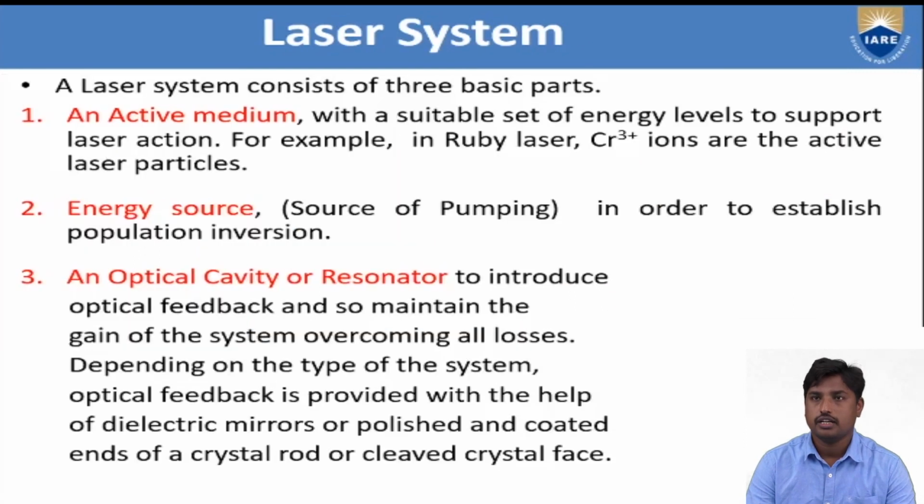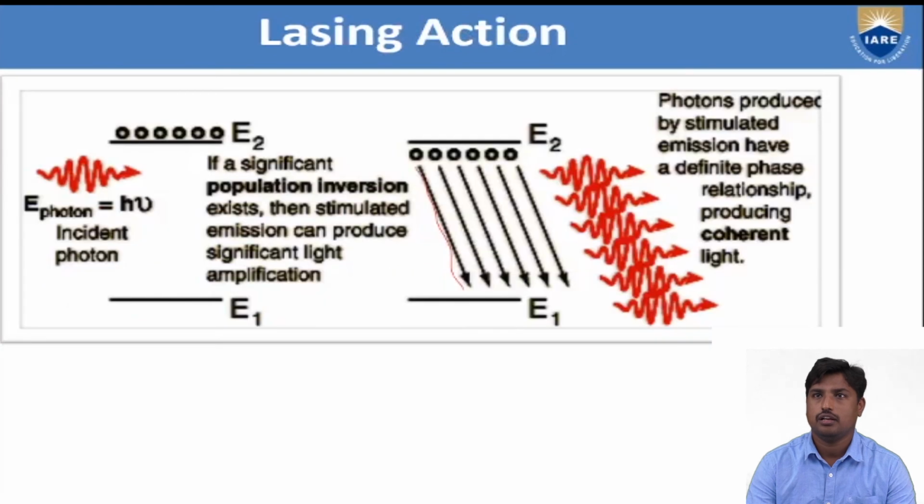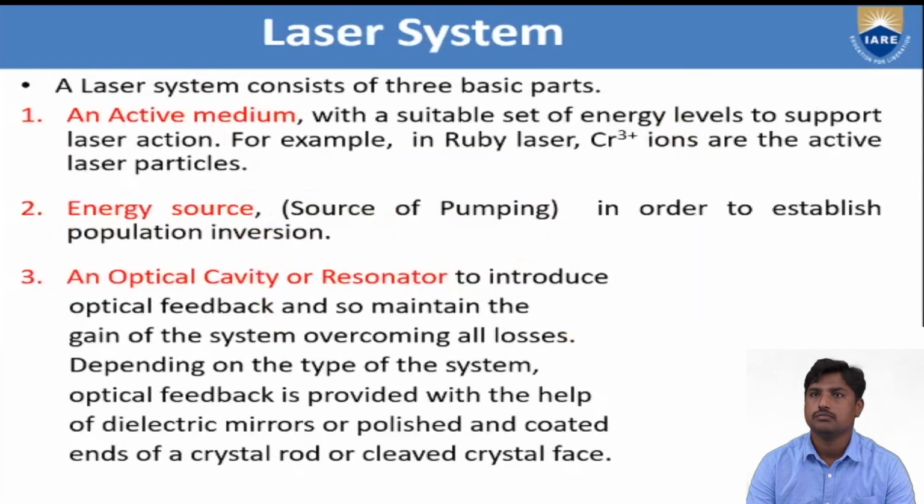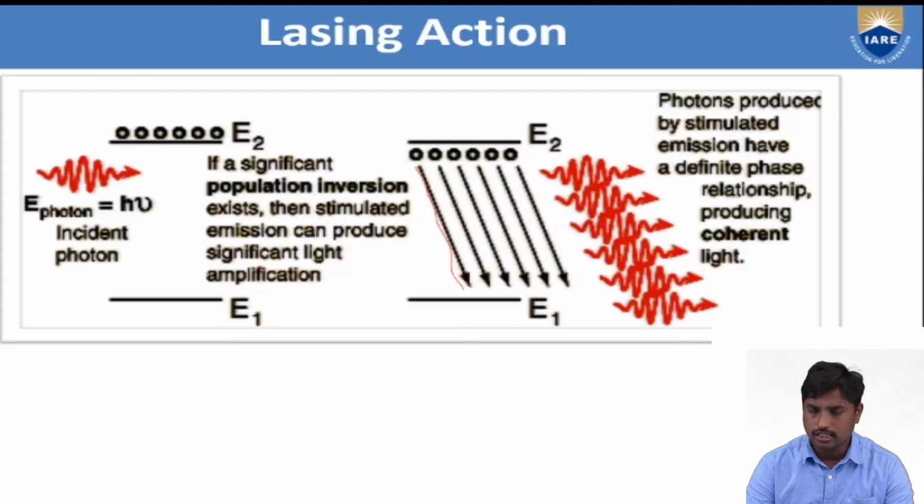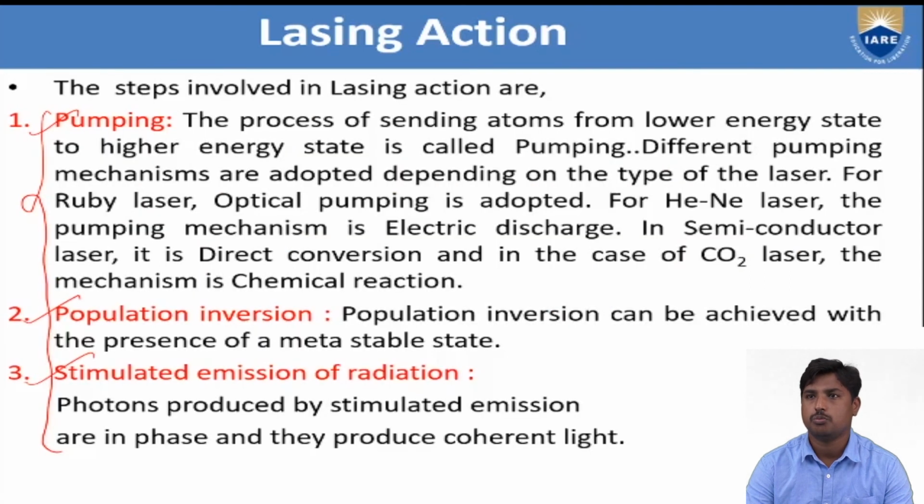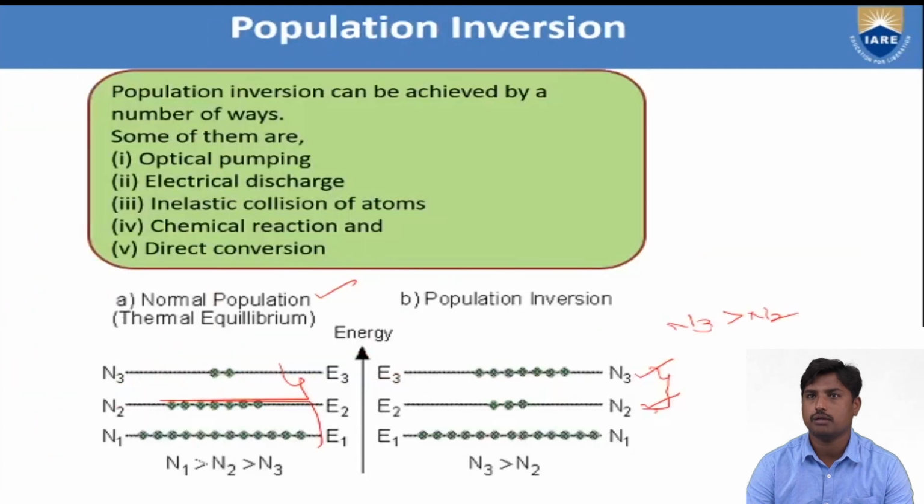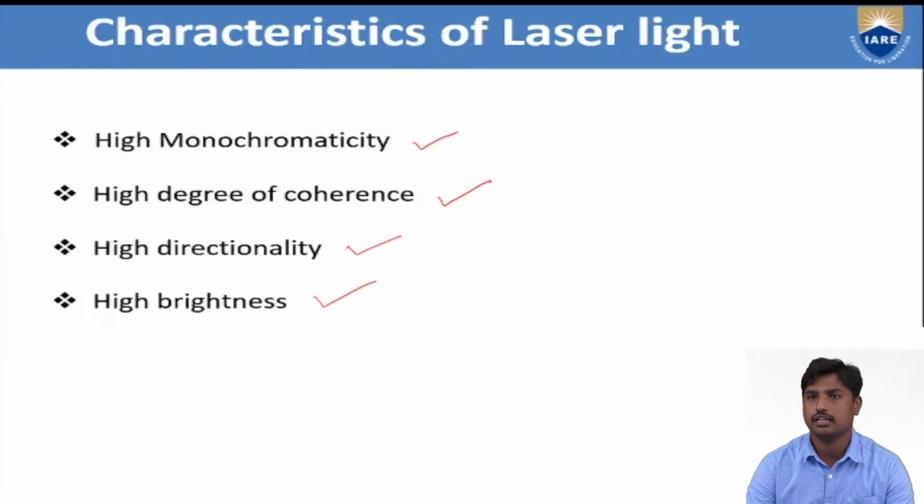In the next class we are discussing the laser systems, what the basic parts in a laser system are, and the types of lasers also. In today's class we covered the basic topics about lasers: the radiation process, types of radiation, stimulated emission of radiation, spontaneous emission of radiation, and stimulated absorption. These are the 3 types of radiation. After that we covered the characteristics of lasers. There are 4 characteristics: high monochromaticity, high degree of coherence, high directionality, and high brightness.